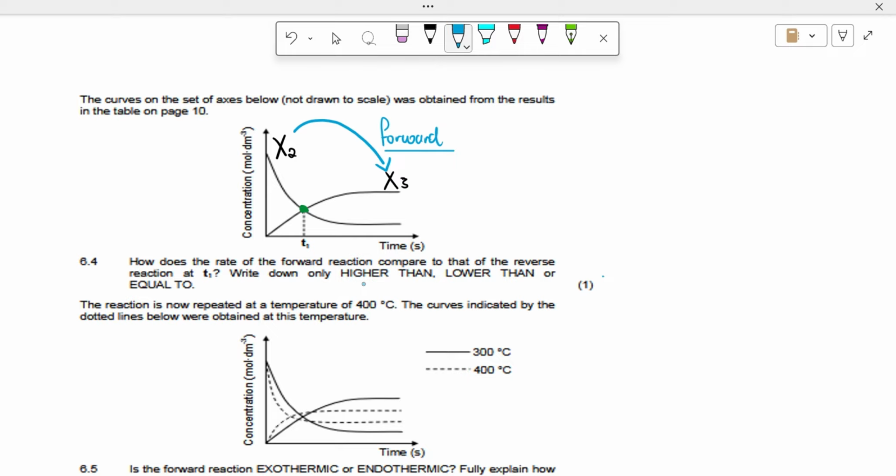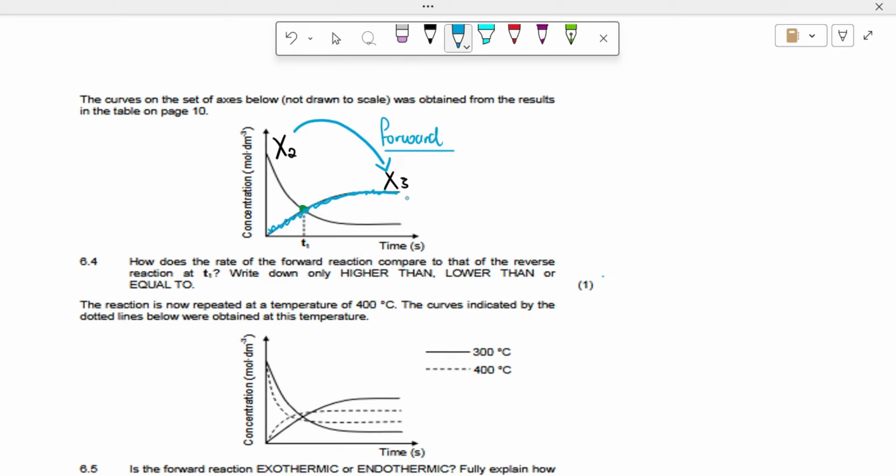So what will it be here? Will it be higher than, lower than, or equal to? Let's think about it. So now we've understood what we mean when we say the forward reaction. That's when X2 is starting to form into X3. So obviously, notice how the amount of X3 starts to gradually increase over time, right? Because now you're starting to form X3, so the amount increases over time.